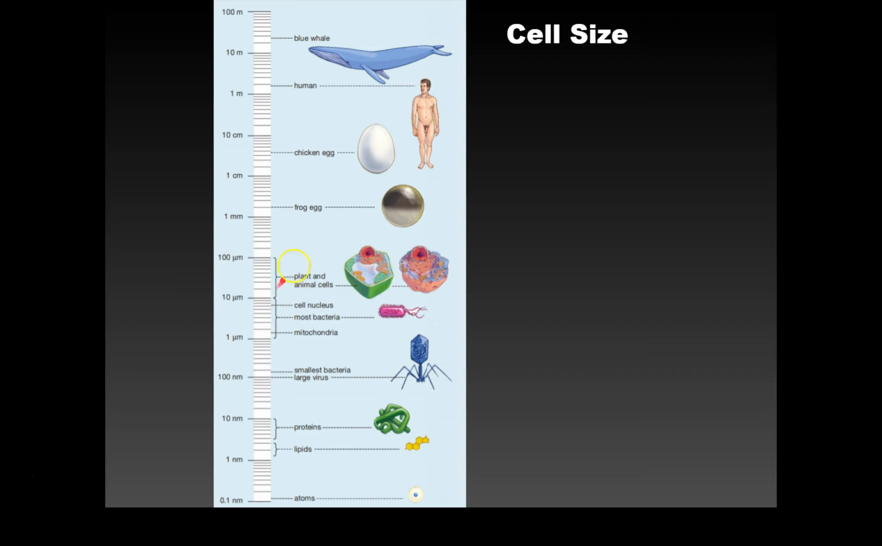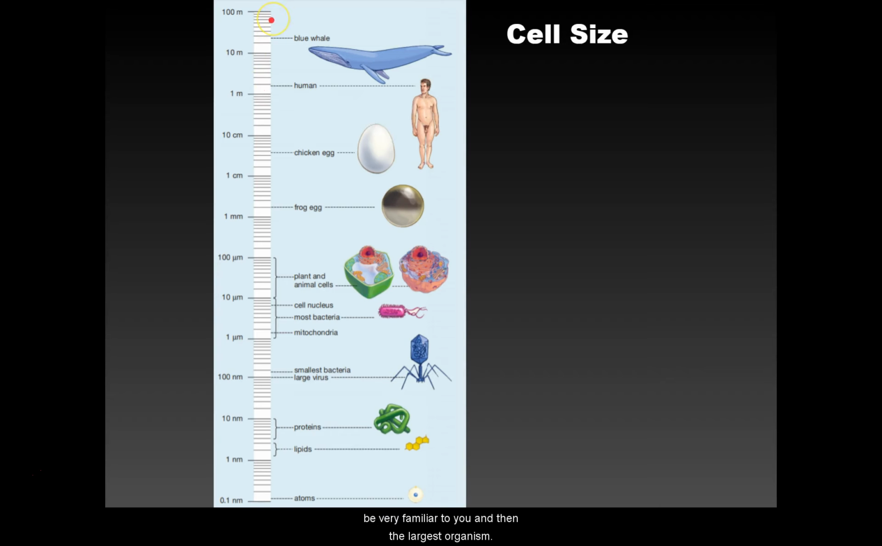And then getting up to the larger scale, the scale where it's easy to see things with the unaided eye, sort of the millimeter to centimeter range, you have this frog egg here, and then larger than that, you have this chicken egg here. And then larger than a meter, obviously, you have humans. That should be very familiar to you.